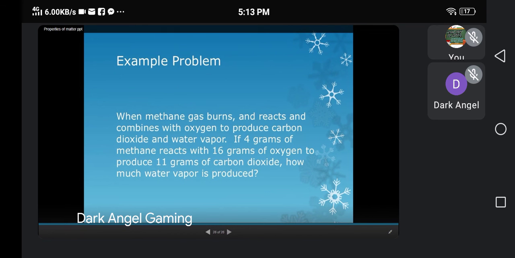Example problem. When methane gas burns, it reacts and combines with oxygen to produce carbon dioxide and water vapor. If 4 grams of methane react with 16 grams of oxygen to produce 11 grams of carbon dioxide, how much water vapor is produced?